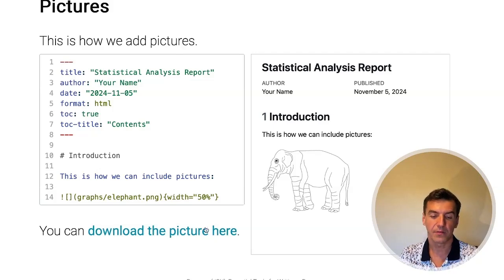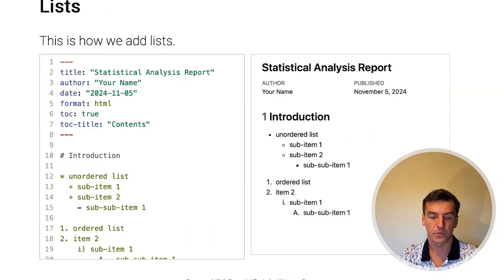This is how we include a picture. If you want this elephant, you can simply download it here. If you click on the link, it's going to take you to that PNG. Remember that I have a graphs folder in my paper folder. This is where I use it. Within the graphs folder, I put the elephant, and this is what allows me to actually visualize the elephant.